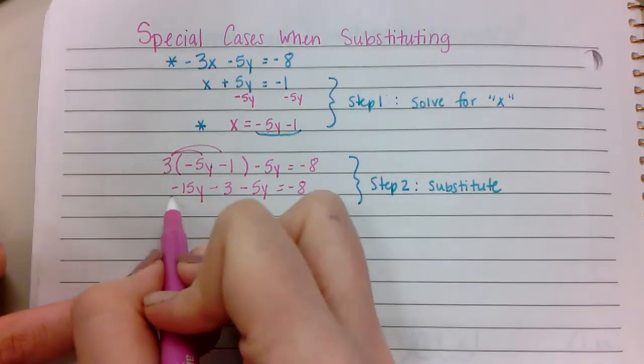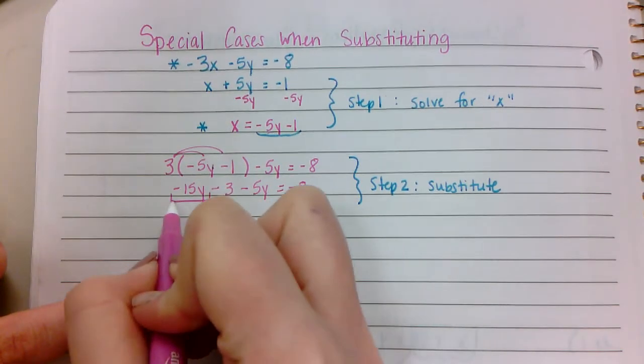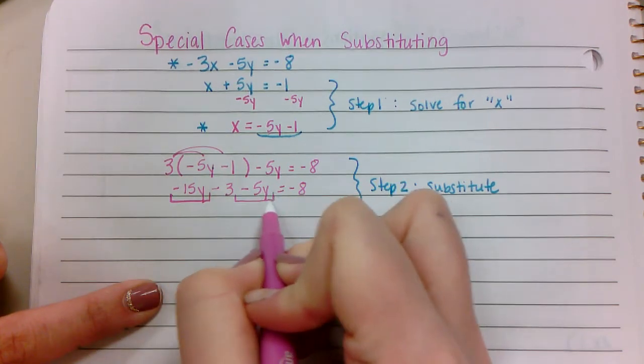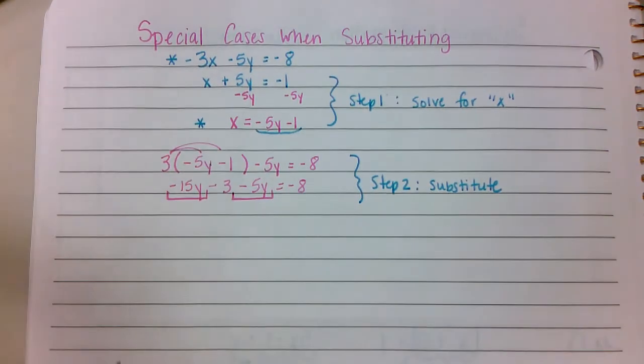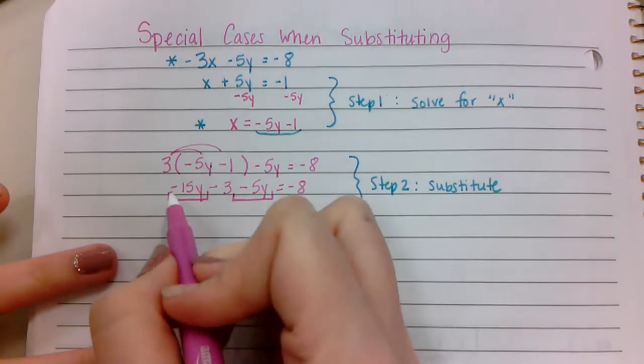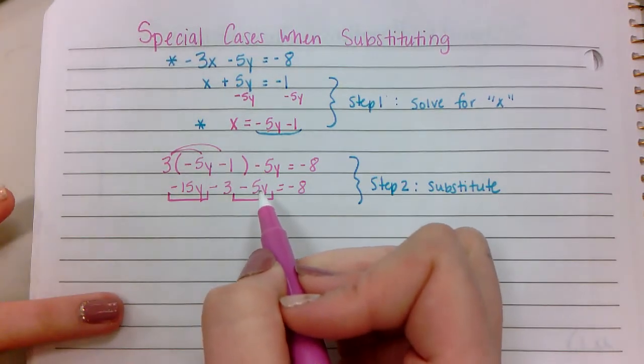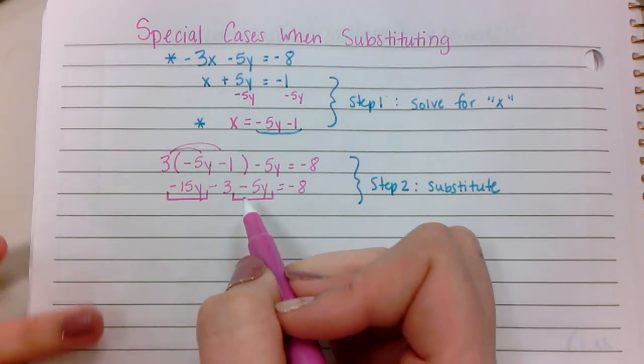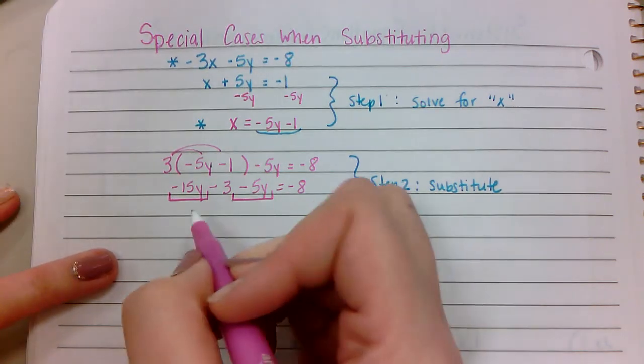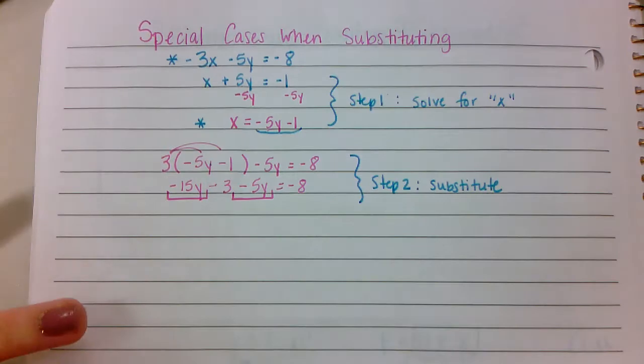Now at this point, this term and this term are like terms. They both have a number and one y. So I can combine them. Negative 15 and negative 5 equals negative 20y.